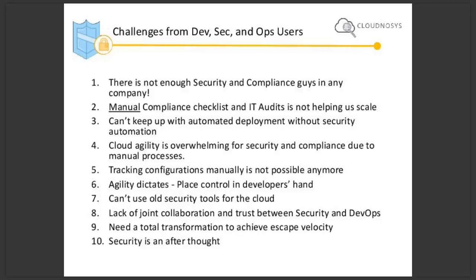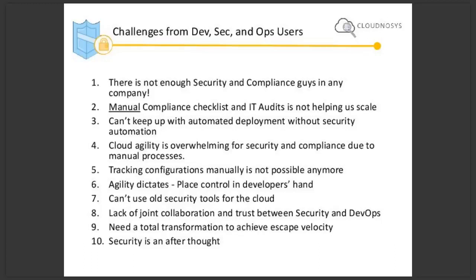Number 3 is can't keep up with automated deployment without security automation. We have heard this many times where people are saying that we just can't do this manually. We have to keep up with the automated development process because Agile is all about automation. It's all about doing things in short sprints and quickly getting code out the door. And of course, you can't keep up with that unless you have security automation.